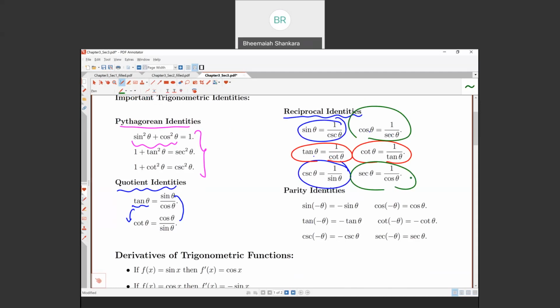The next is parity identities. Sine of negative theta is negative sine theta, which is also true with cosecant theta. Similarly, tangent of negative theta is negative tan theta, which is true with cotangent theta. But with cosine theta, cosine of negative theta is positive cosine. So when it matches with secant of negative theta, it's positive secant. So you see the sign difference.